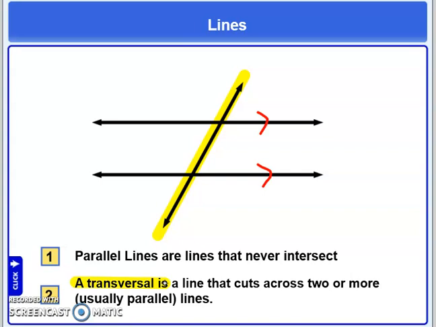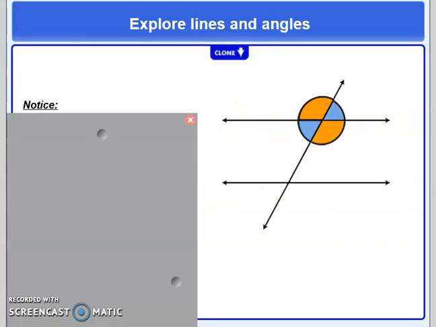And in this section, we're going to be talking about all the different angle relationships that occur when we have a transversal cutting across a set of parallel lines. So let's explore some lines and angles. If you notice here, I have a set of parallel lines and I have a transversal. I'm going to highlight the transversal again for us. So this is going to be our transversal.